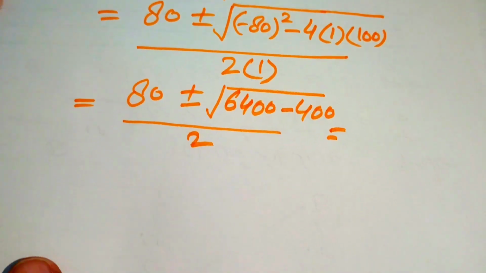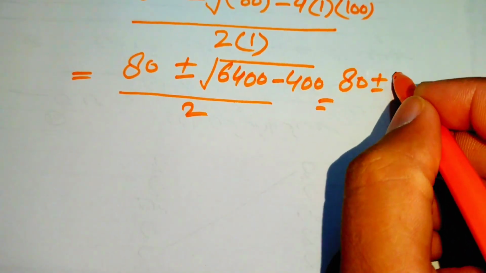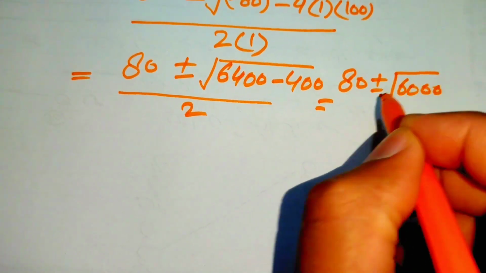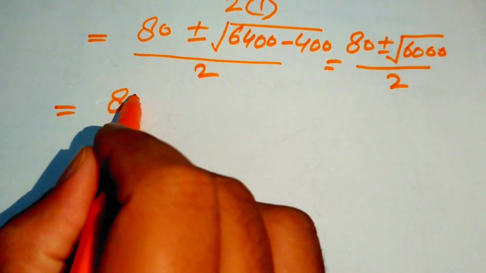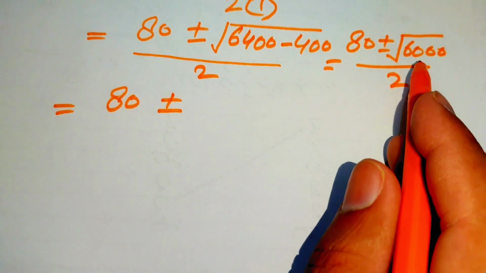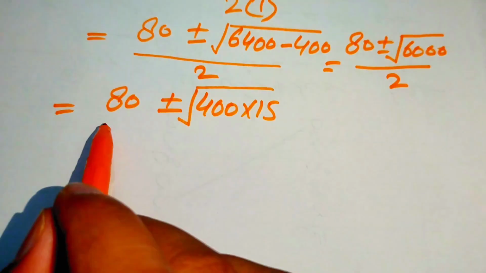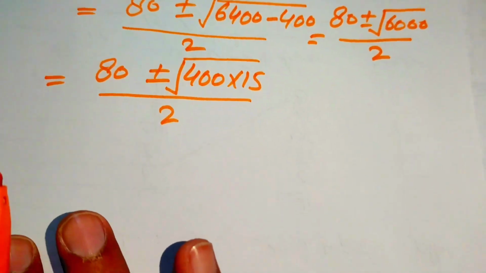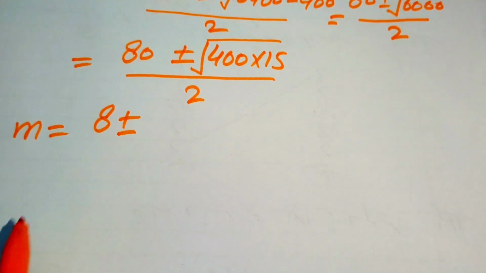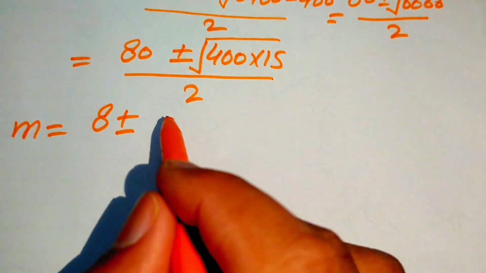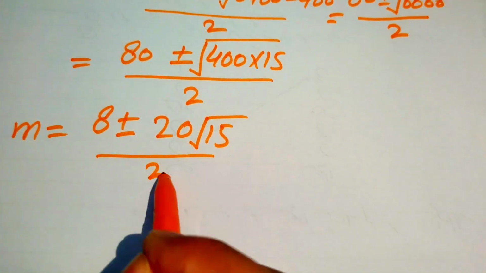And here we need a little bit of simplification. So 6400 minus 400 equals 6000, and it is divided by 2. So now we rewrite this equation as 80 plus minus, we rewrite the 6000 as 400 multiplied by 15, and its whole square root divided by 2. So now in the next step, we have our m equals 80 plus minus, we know that the square root of 400 equals 20, so 20 times square root of 15, divided by 2.